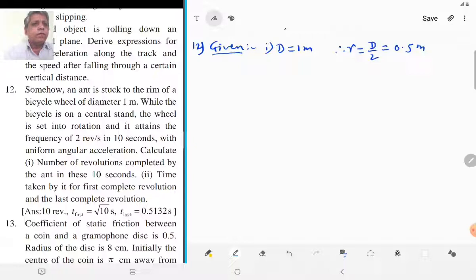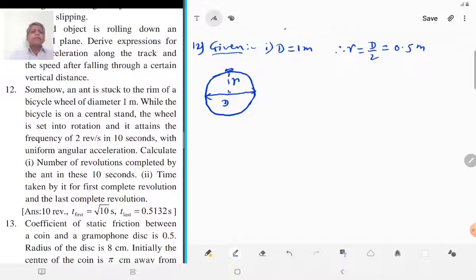Here, if we consider this is the bicycle wheel, this bicycle wheel having a diameter capital D is equal to 1 meter. An ant is stuck at this point, the rim, having radius small r.